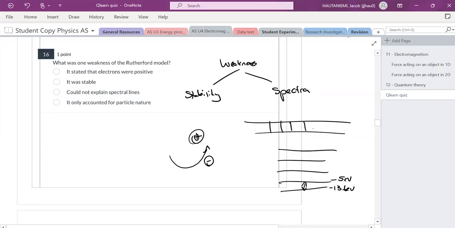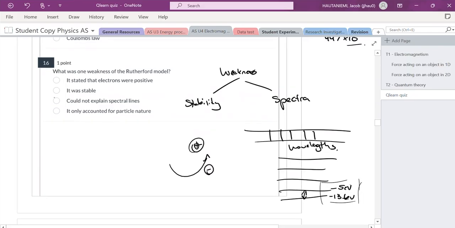And according to Rutherford's model, it could not explain those different wavelengths. Why is it that if we shot some light at a particle, it would only accept certain amounts of energy, not a continuous amount? So in these terms, it could not explain spectral lines, but remember there is the other one as well.